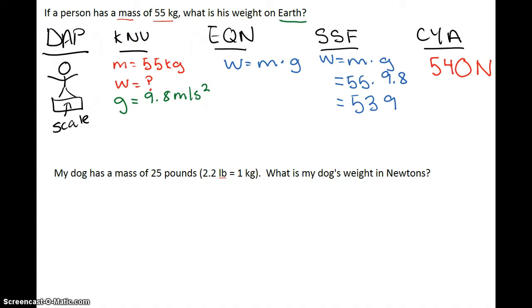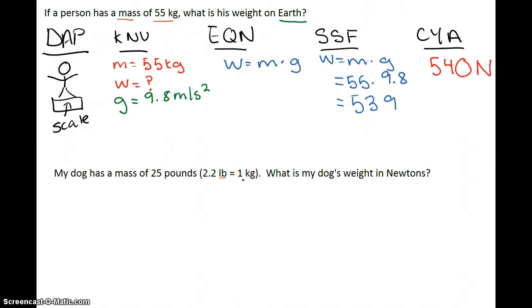Now let's do a trickier problem. This second problem says my dog has a mass of 25 pounds, where 2.2 lb, that's the abbreviation for pounds, is equal to 1 kilogram. And I want to know, what is my dog's weight in newtons?